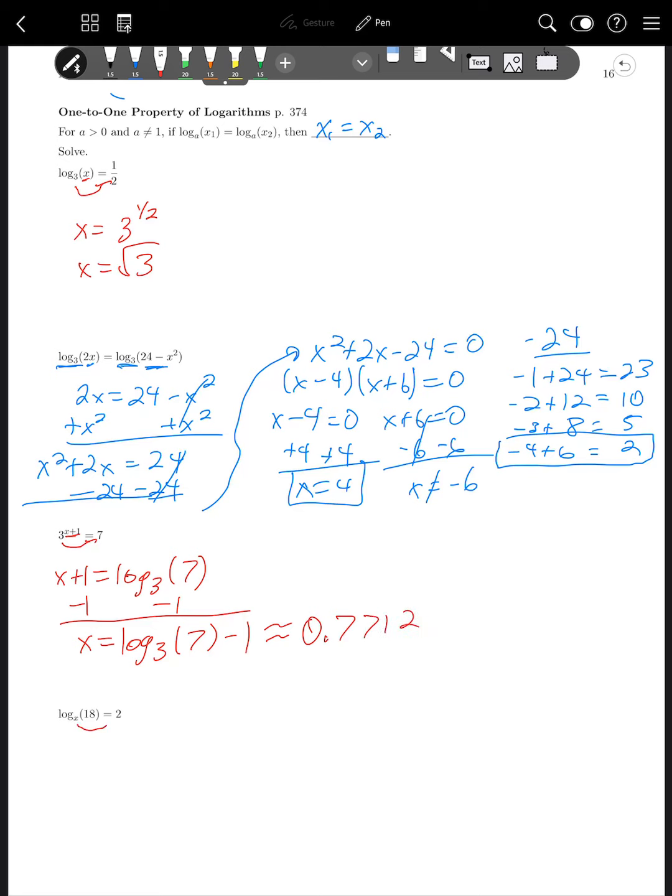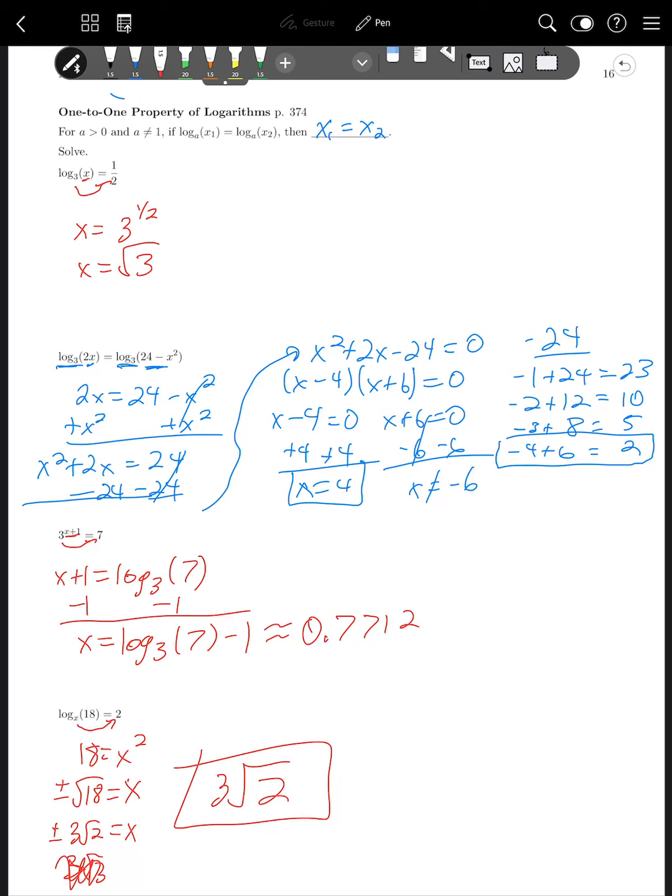And then the last one, same idea. We can move the x over to the other side and make it the base of that exponential, and then solve this using the square root property. So this would be plus or minus the square root of 18 equals x. And we can simplify that. The square root of 18 is the square root of 9 times 2. So this will be plus or minus 3 root 2 equals x. And if you remember back to the beginning of the section, the base of a logarithm can't be negative. So the only answer here is 3 root 2.